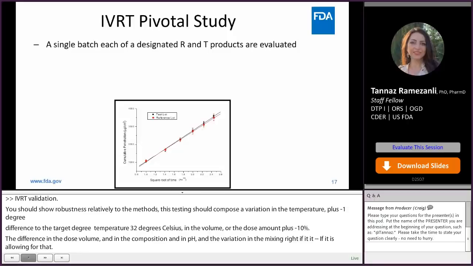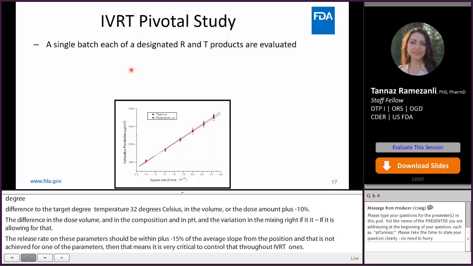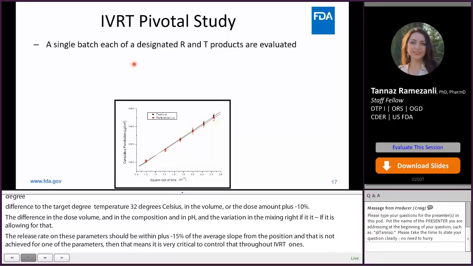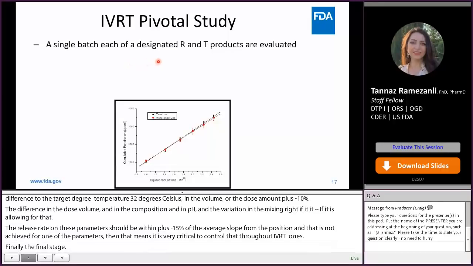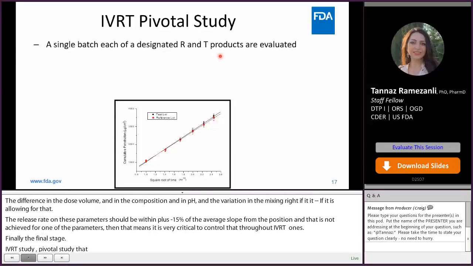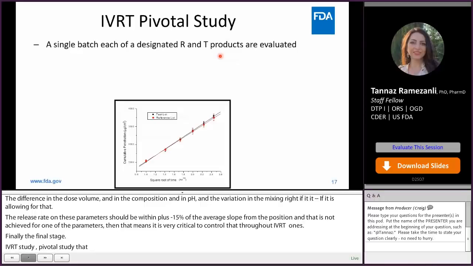And finally, the third stage or the final stage is the IVRT pivotal study that should be done in a manner that is compatible with USP Chapter 1724, where a single batch of the test product is compared with a single batch of the reference product. They are compared in parallel with 6 replicate diffusion cells for each. And the objective is to know if the release rate from the test product is equivalent to that of the reference product or not.